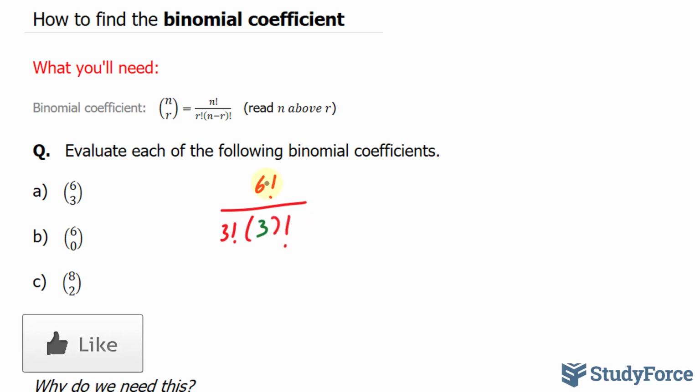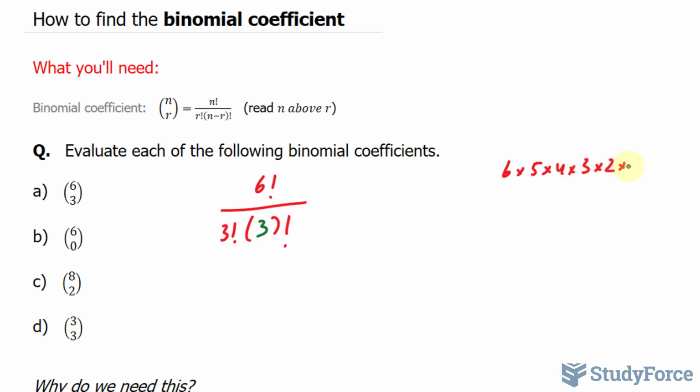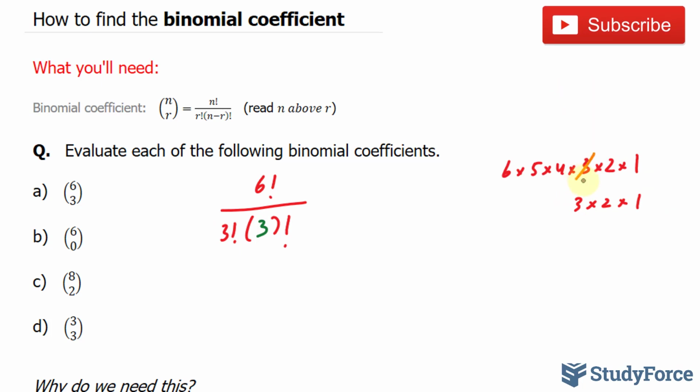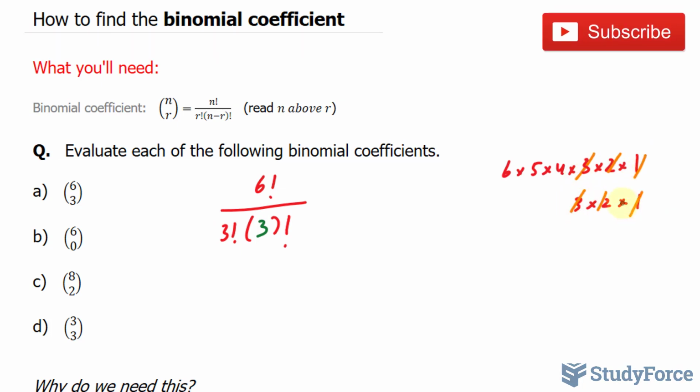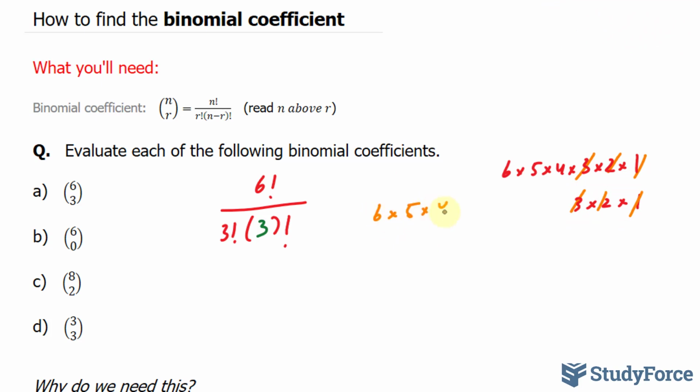And now we have to determine what this factorial means. What this means is 6 times 5 times 4 times 3 times 2 times 1. So if we have this expression at the top and 3 factorial at the bottom, which is 3 times 2 times 1, these factors will cancel out, leaving us with, at the top, 6 times 5 times 4, and at the bottom, 3 factorial only, this part, 3 times 2 times 1. And if you put this into your calculator, you should end up with 20.